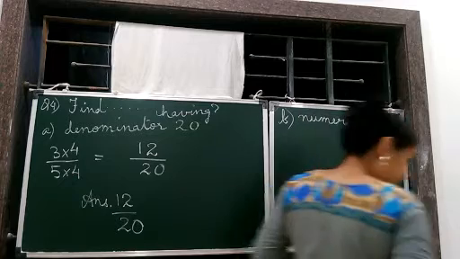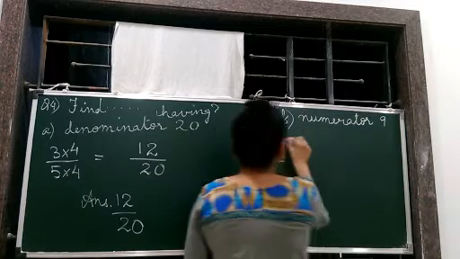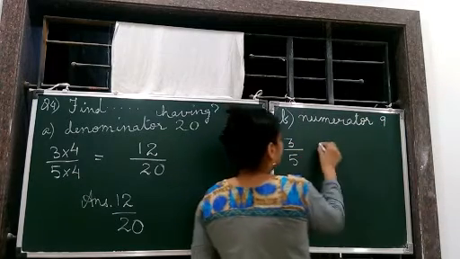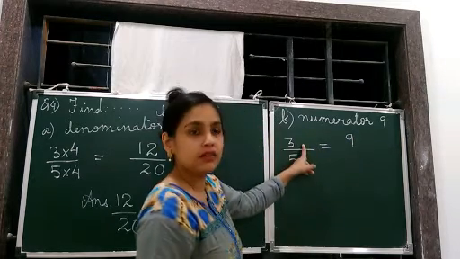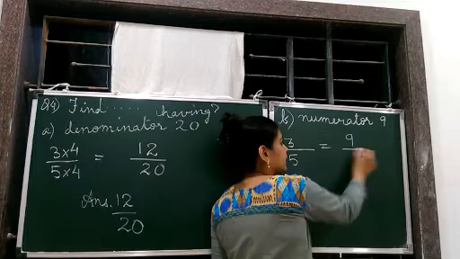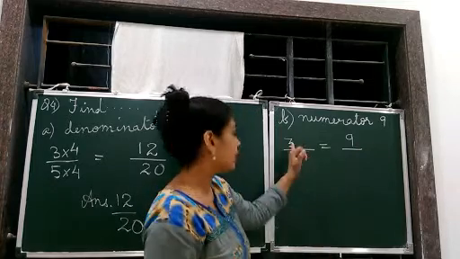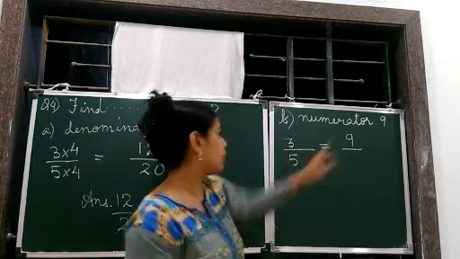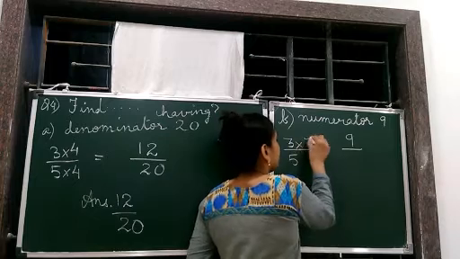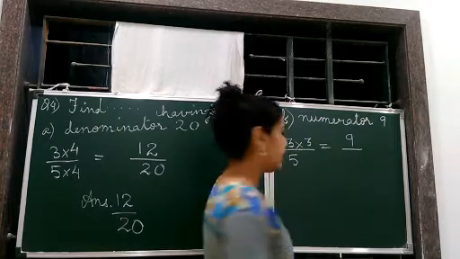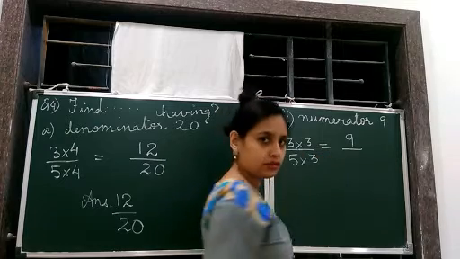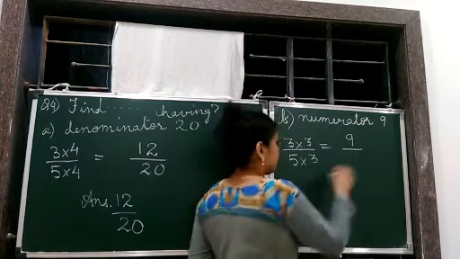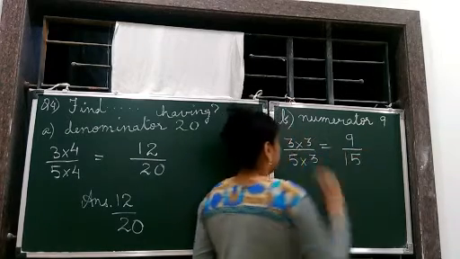Now the numerator should be 9. For 3 by 5, the numerator should be 9. That means you need to multiply. Why? Because 9 is greater than 3. That means you multiplied something to 3, then only you got 9. What did you multiply? 3 3s are 9. So if you are multiplying 3 on top, you will multiply 3 on the bottom also. That is, to the denominator also. 5 3s are 15. Okay.